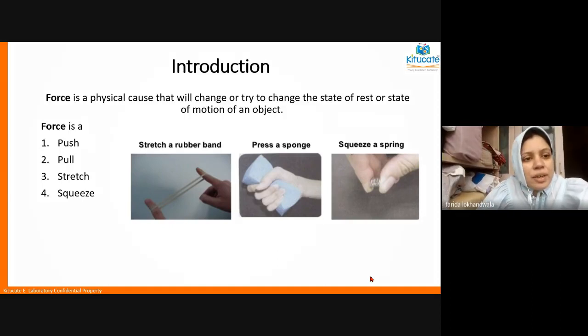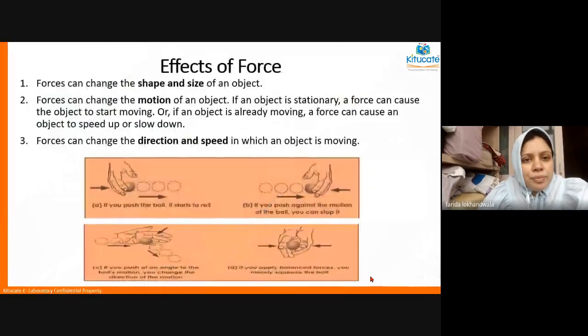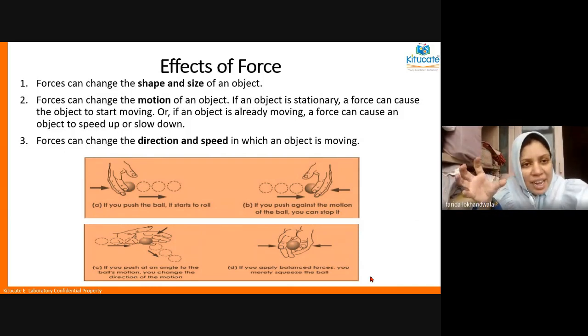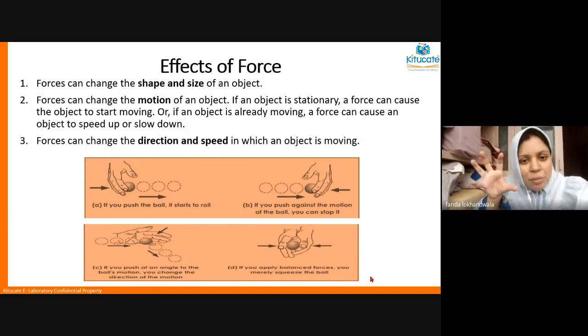Next slide. What are the effects of force? Force, what can it do? What things can it do? So when you are pushing, what you're doing is changing the size and the shape of the object. If I have a sponge in my hand and I am squeezing it, it means I'm pushing it. It could be squeeze or it could be push. I'm changing the shape and the size of the object.